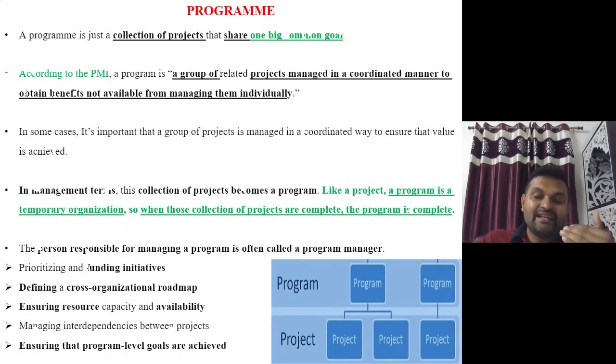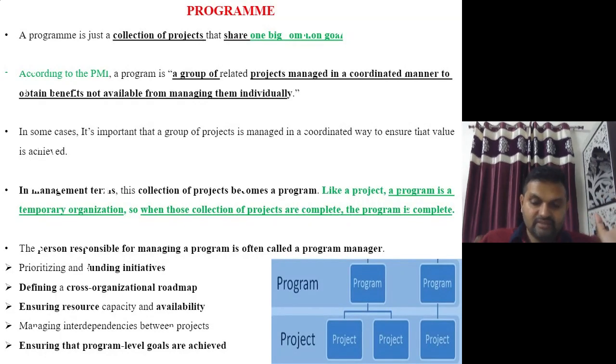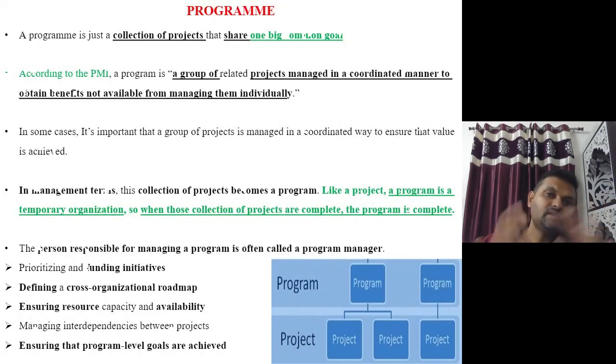Okay? That means the sum of the leverages I can take care of if I club the projects under the category of a program. Like benefits, you can mobilize your funds, right? You can do a cross-organization roadmap, right? You can make sure of the availability of resources, in terms of labor, frontline engineers, managers, even materials, right? And ensure that the program-level goals are achieved. Okay, so is everyone clear with the program?